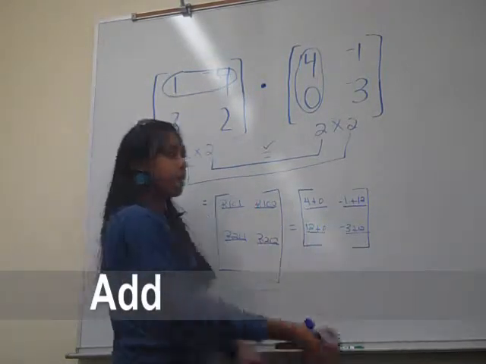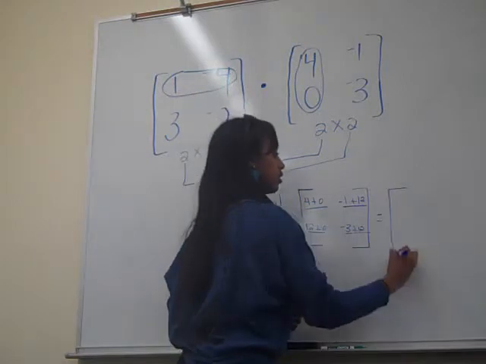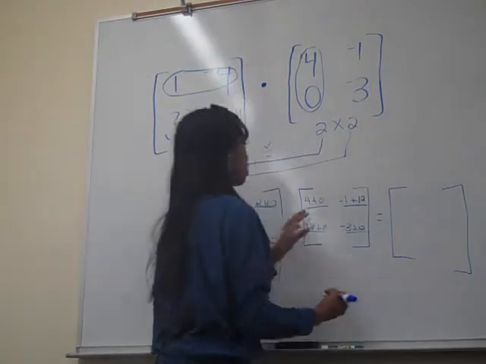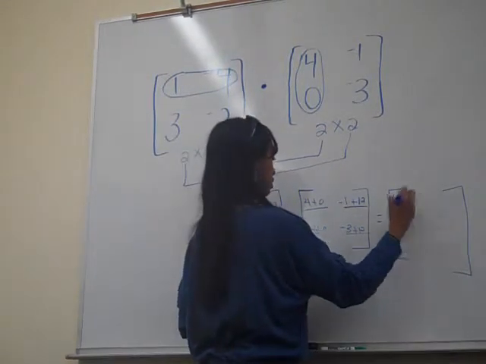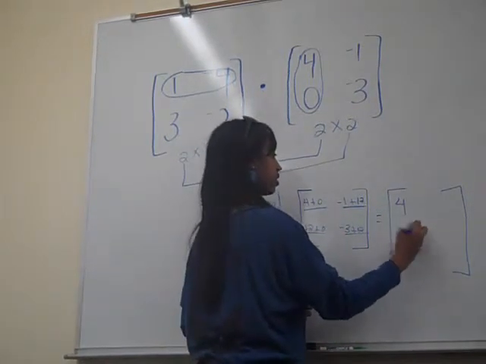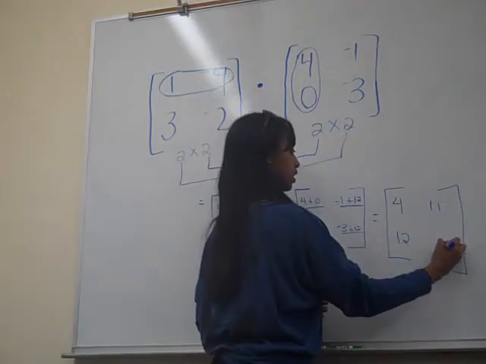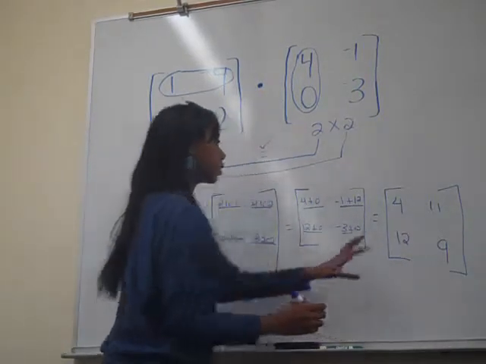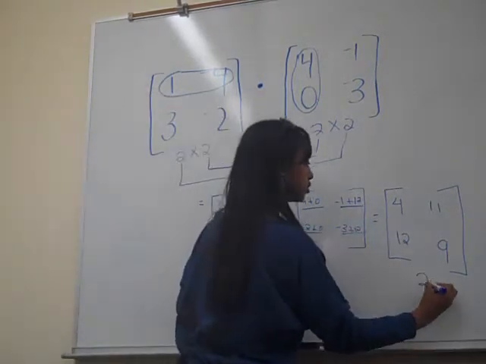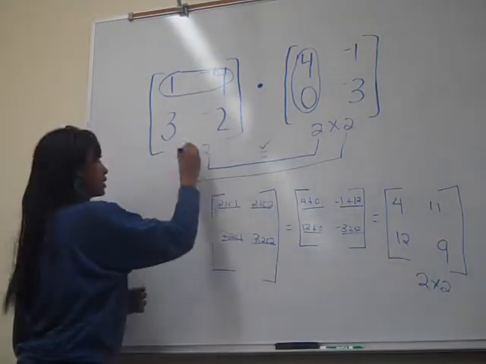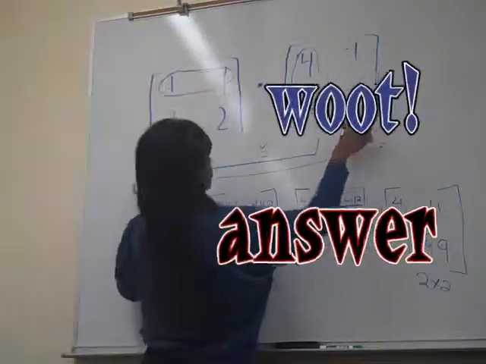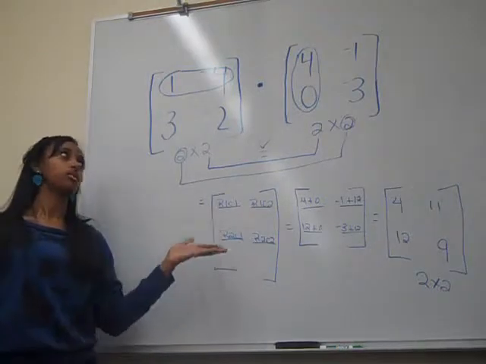Now just add that up and you will get the final answer. 4 plus 0 is 4, 12 plus 0 is 12, negative 1 plus 12 is 11, negative 3 plus 6 is 3. So the dimension of that is 2 by 2, which was the exact dimension that we got with the first two matrices. And this is how you multiply matrices.